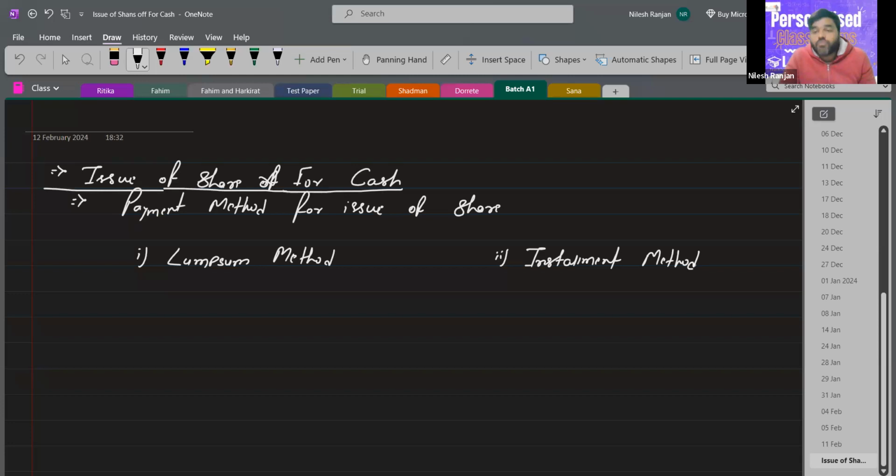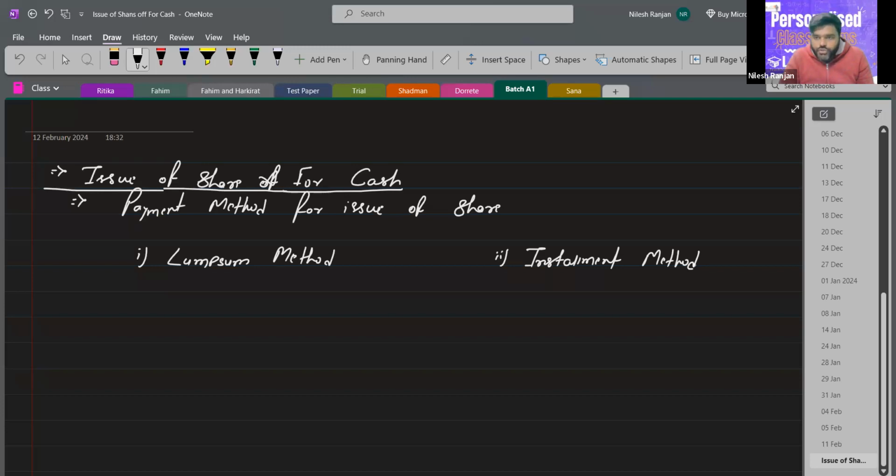There is one situation where a company can issue its shares at discount. There is one exception. Can you tell me what it is? Sir, is it while reissuing the forfeited shares? No, I'm talking about the original issue, not reissue. We'll talk about reissue later. Sir, I'm not sure.